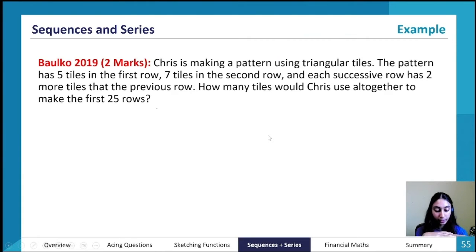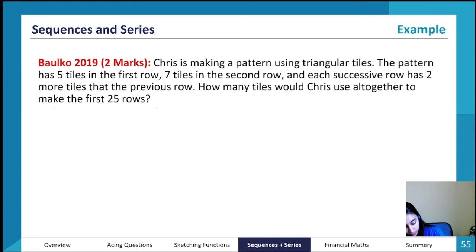Okay, so we have a question, also from Bottom Hills. Chris is making a pattern using triangular tiles. The pattern has 5 tiles in the first row, 7 tiles in the second row, and each successive row has 2 more tiles than the previous. How many tiles would Chris use altogether to make his first 25 rows? I'll give you a sec to pause this question and work through this on your own, okay? Hopefully you have done the question now, and I'm going to show you the working.